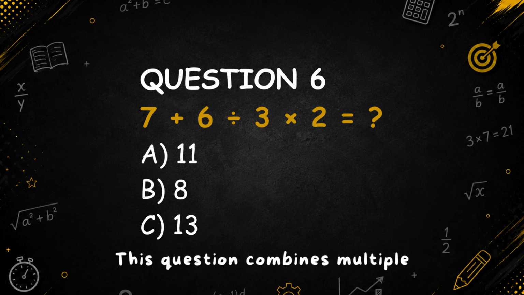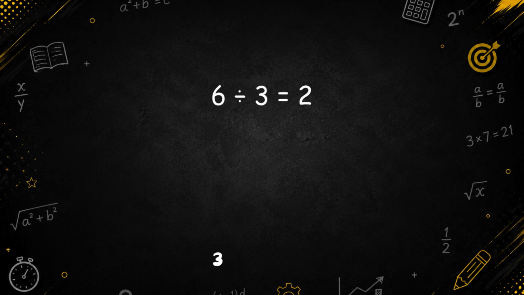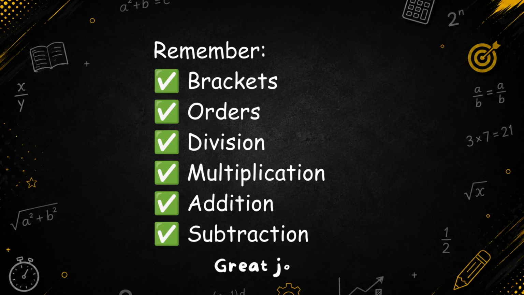This question combines multiple operations. Remember, division and multiplication are solved from left to right. 6 divided by 3 equals 2. 2 multiplied by 2 equals 4. Now add 7. 7 plus 4 equals 11. The answer is 11. Great job!